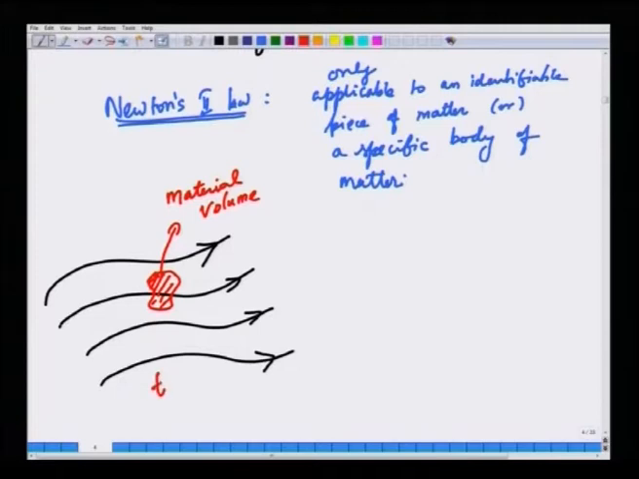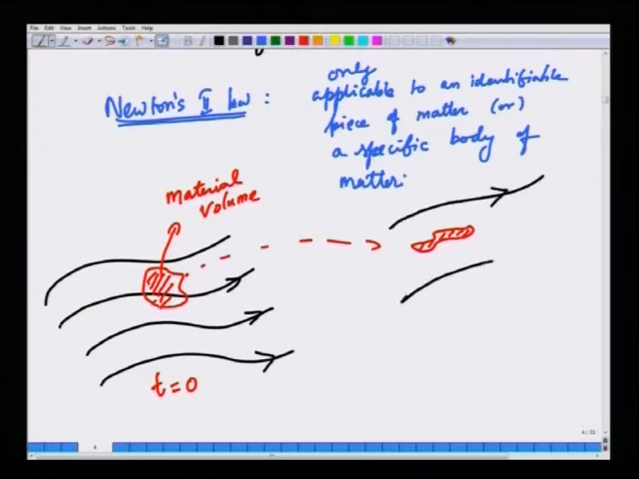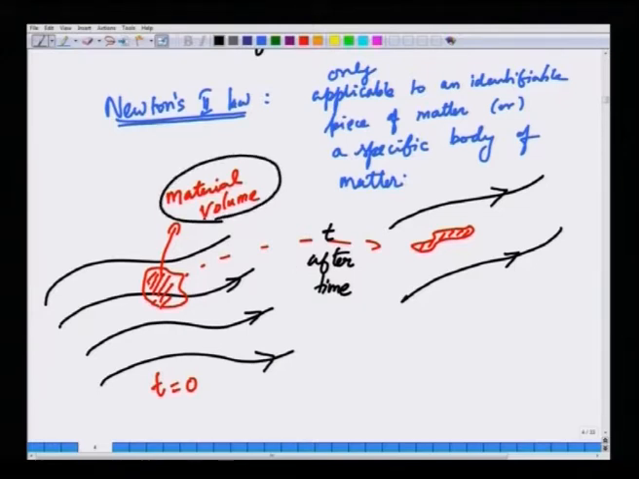So, this is at time t equal to 0, let us say. At a later time, this blob of fluid which was like this here may deform, stretch, move in space and so on. So, this is after some time t. After a time t, this particle, this material volume, which we imagine contains the same set of material points, will stretch, deform and move.